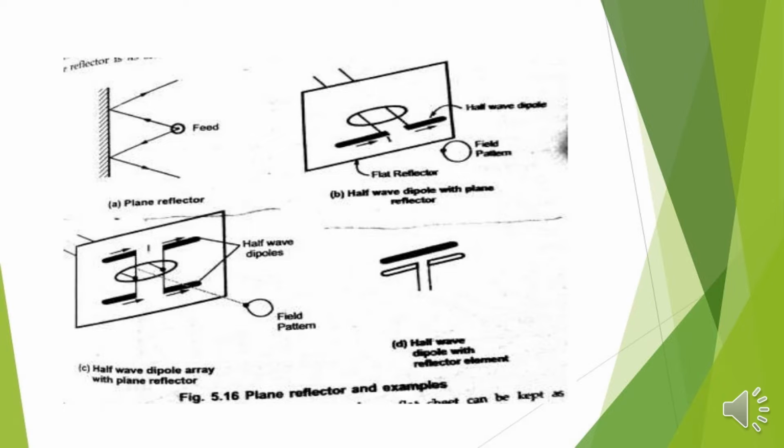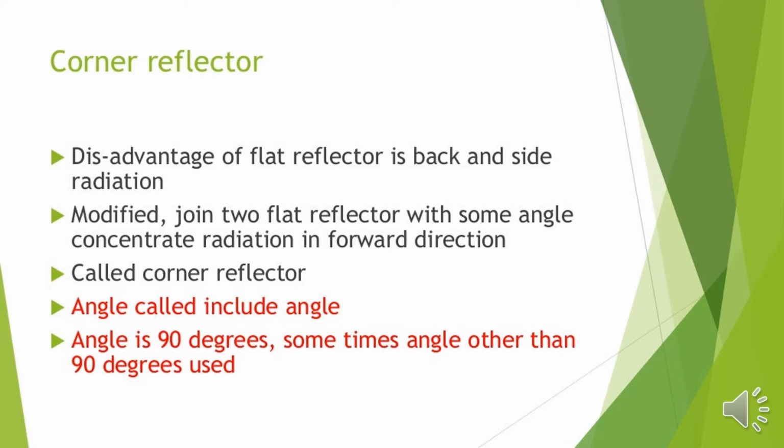Next one is the half wave dipole with plane reflector. We will have a plane reflector and all those things will be taken into consideration. Next thing is the half wave dipole array with plane reflector. We will have half wave dipoles as well as the field pattern, and the half wave dipole with reflector environment. Next we go for the half wave dipole with reflector element. So these are the four possible ways that we can use.